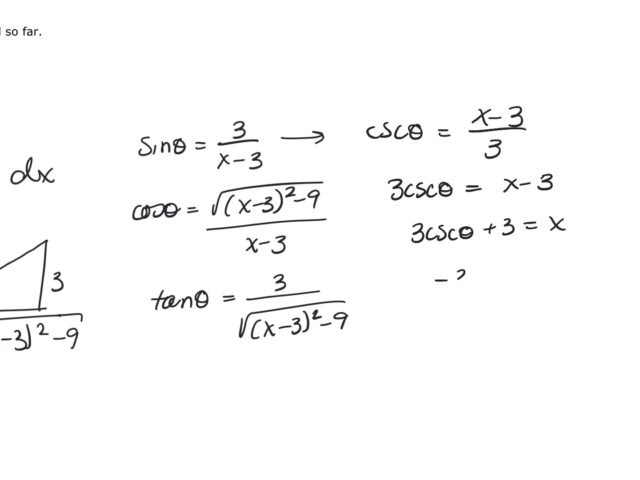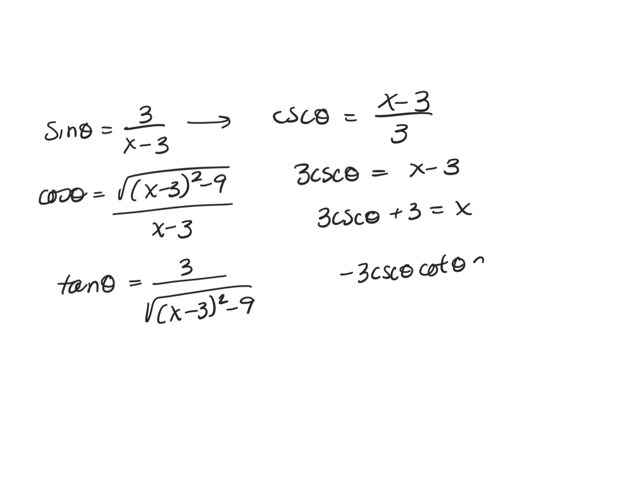So I have negative 3, the cosecant of theta. Man, let me erase that. That is awful. For some reason, I just can't do cosecant right now. So I have negative 3, the cosecant of theta, the cotangent of theta, d theta, is equal to dx. So now I've got my dx replacement, which seems kind of awful.